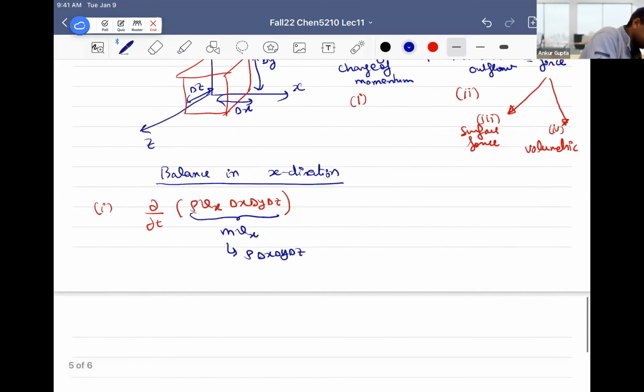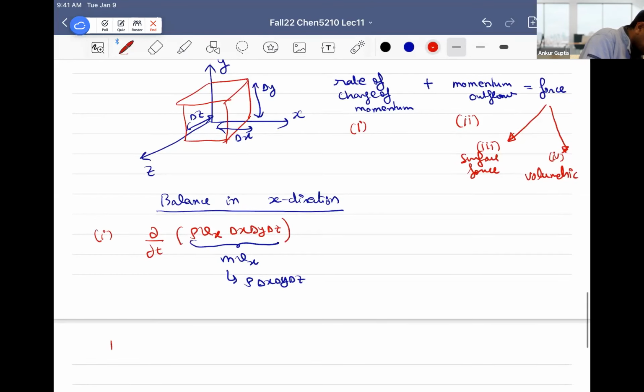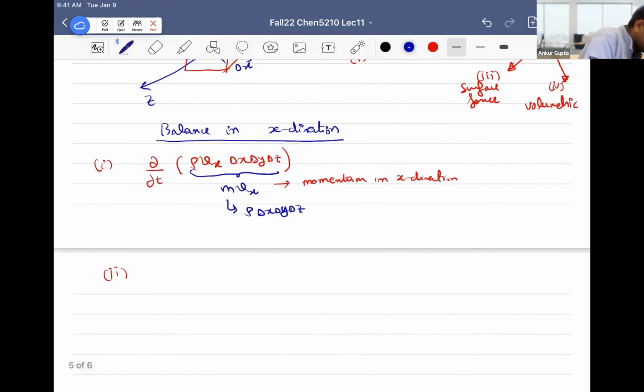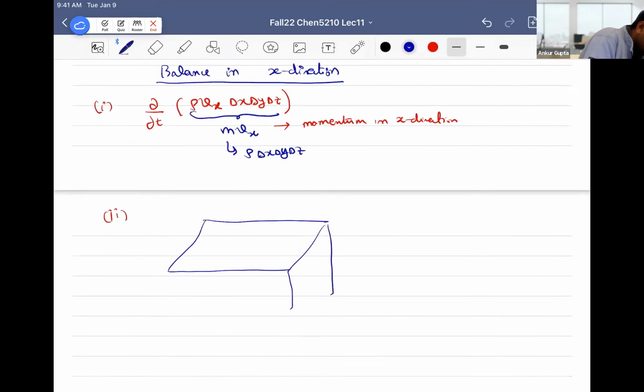The second term is where things start to become more complicated. Okay, so first, this is rate of change of momentum. So we wrote the momentum in the x direction. So let me just further clarify, momentum in x direction. So rate of change of momentum in x direction. Now you have to think about momentum outflow. So let's think of it like this. I'm sketching this again, control volume.